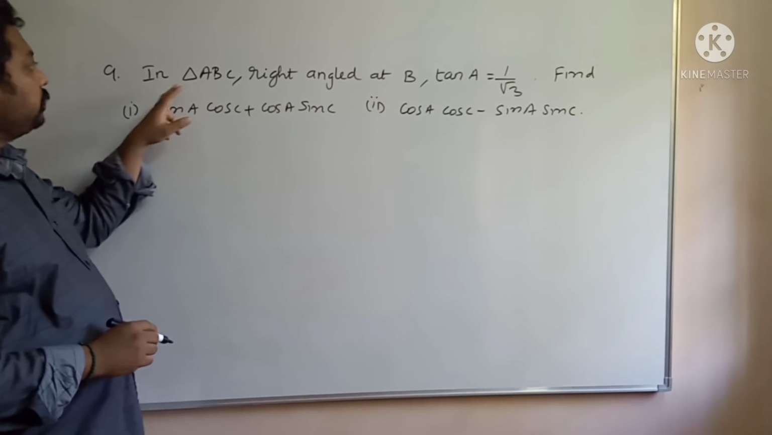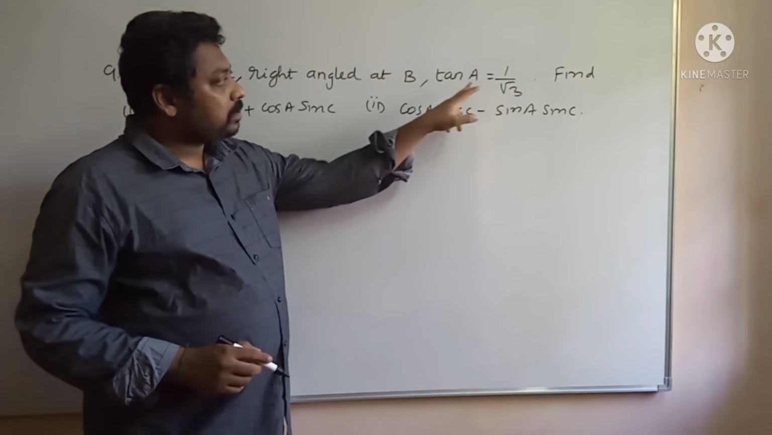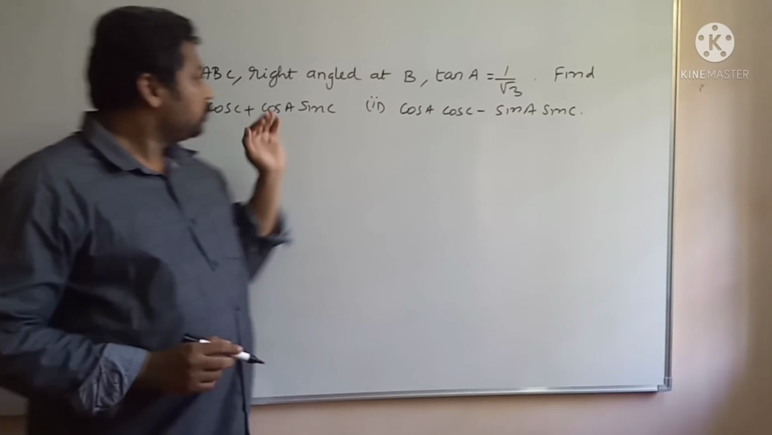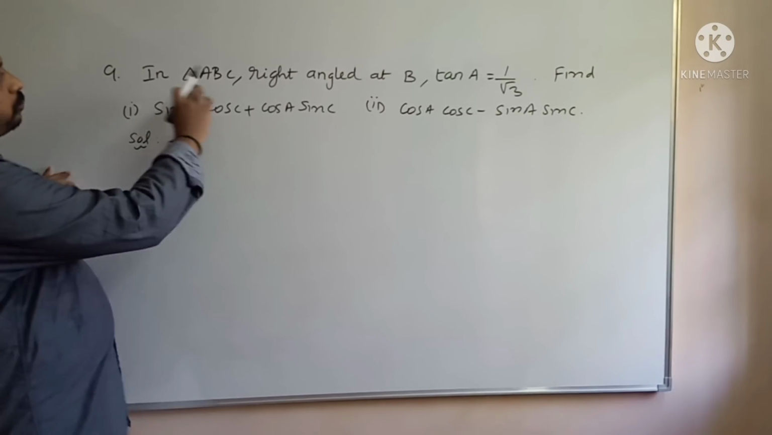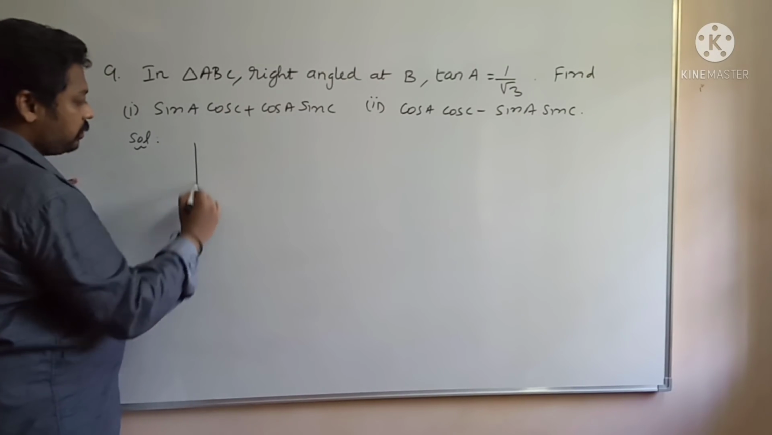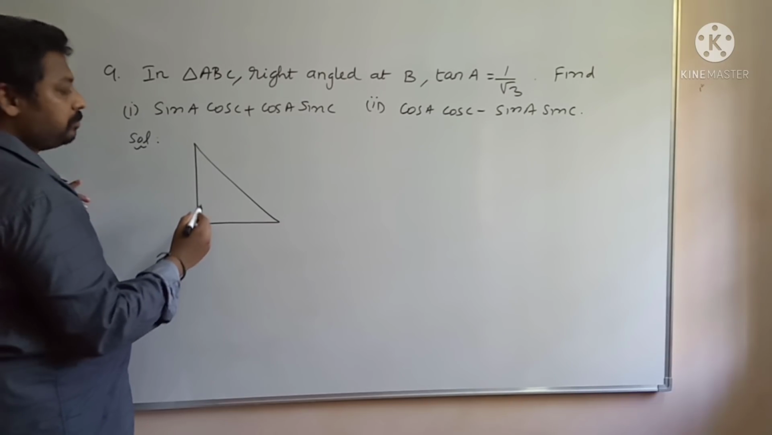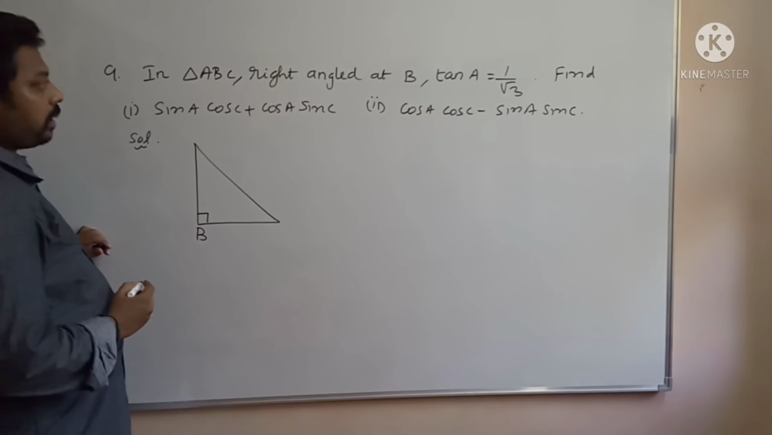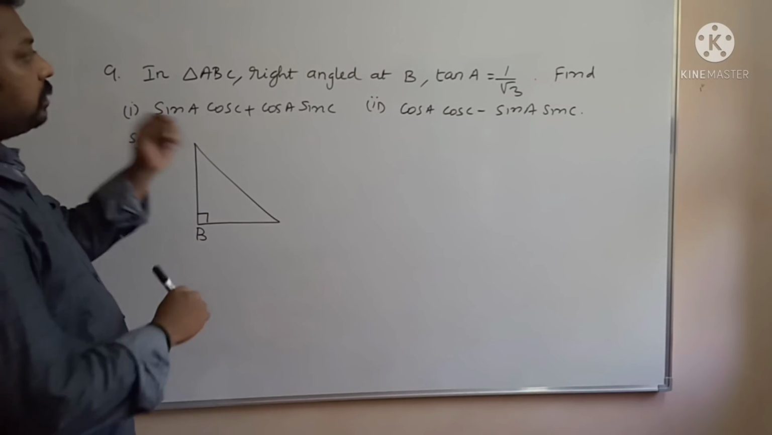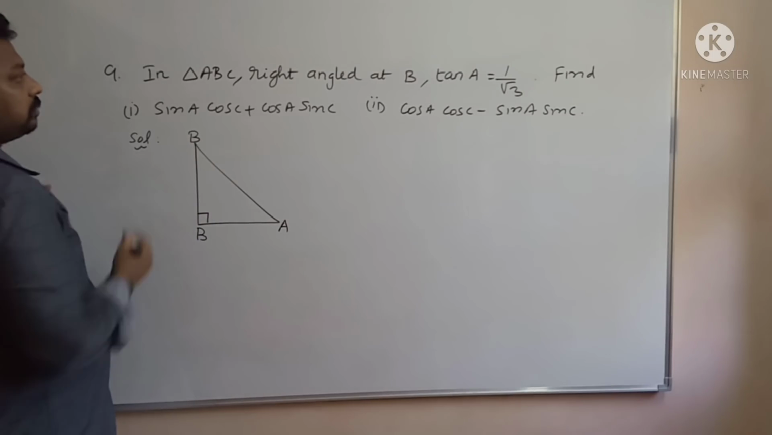Coming to the ninth problem: in triangle ABC, right angle at B, tan A is given as 1 by root 3. We have to find two expressions. In the right angle triangle, the right angle is at B, so this must be angle B. We take this as A and this as B.